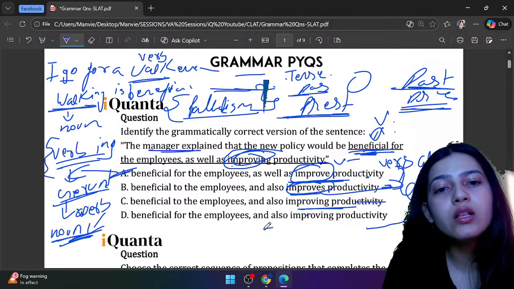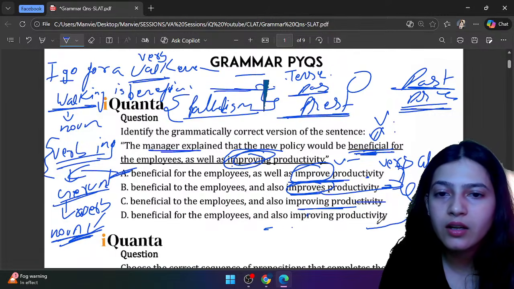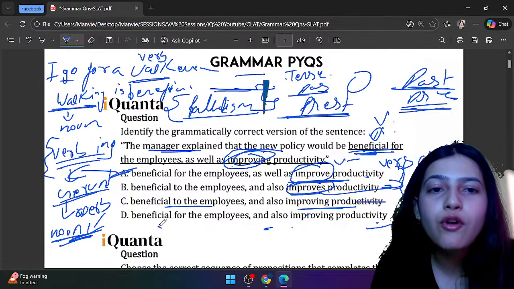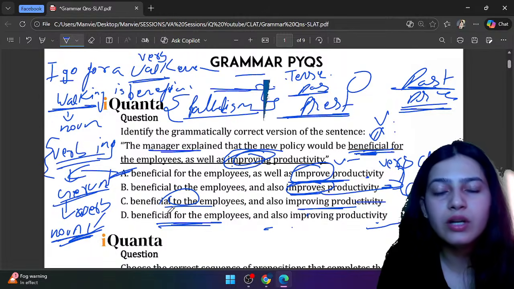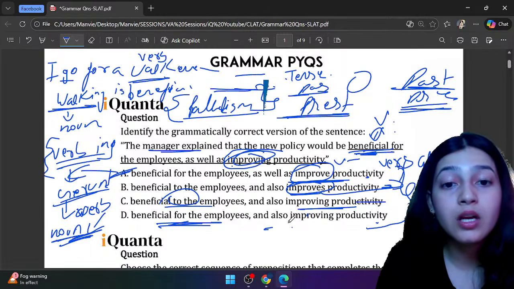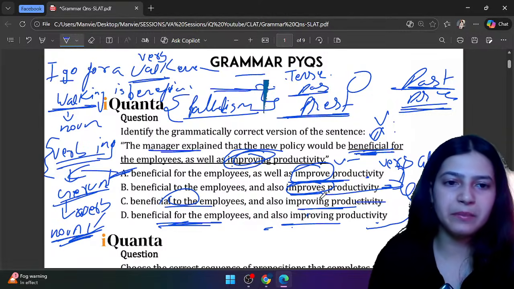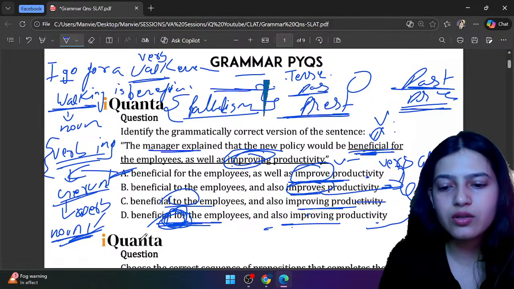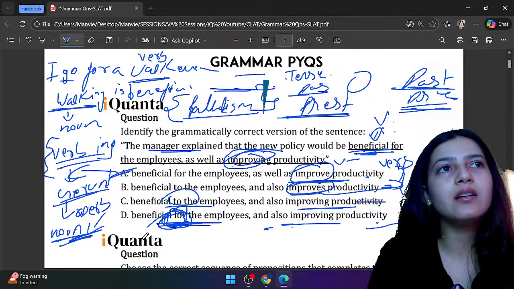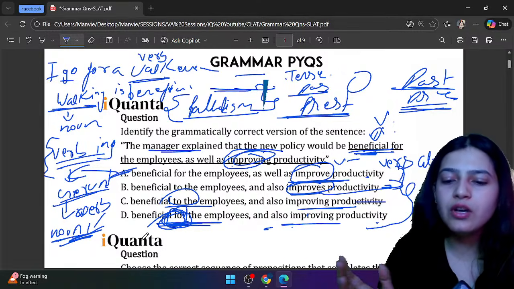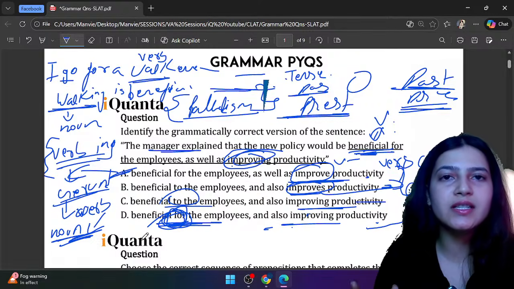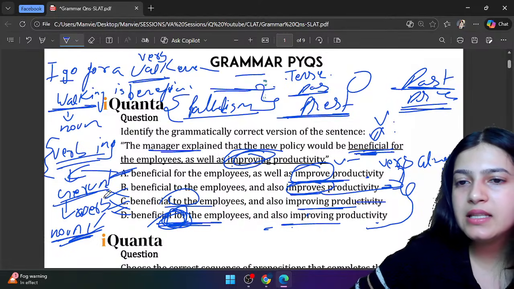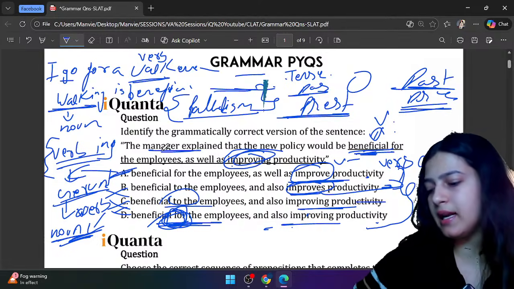Beneficial for the employees and also improving productivity. Beneficial to the employees and beneficial for the employees here. So for and to का difference है, but for is like, you know, it's better, but again improving. So same, tense mismatch है and wrong conjunction structure is also used here. Parallelism will always demand कि conjunctions सही हो, tenses सही हो, verbs are aligned and everything. So yeah, B, C and D can be removed and yes, A is the correct answer.